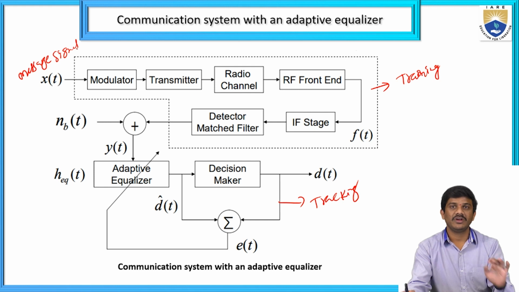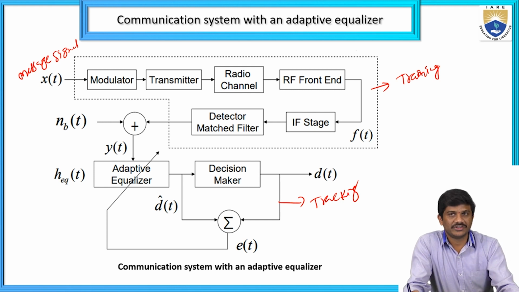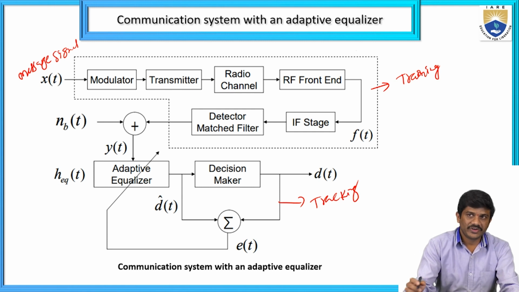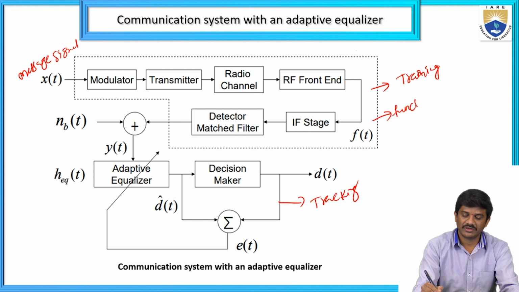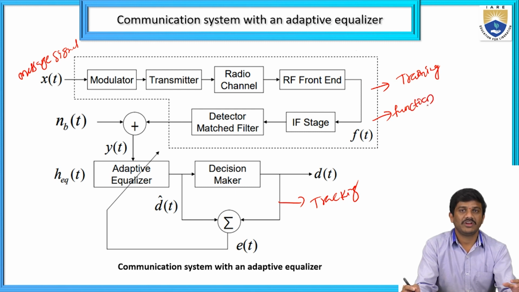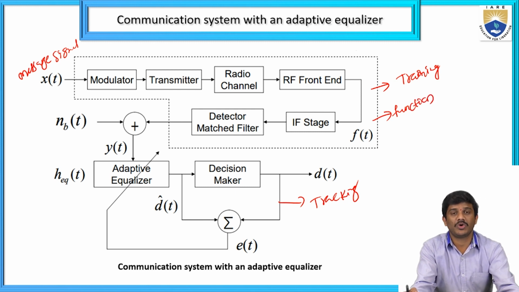This is a message signal. From the modulator, it can travel through the transmitter into the radio channel, then the radio frequency front end, the intermediate frequency stage, and the detector matched filter. This is a function of convolution, including the message signal and also the modulated signal. The modulated signal is transmitted through the transmitter to the radio channel, and we can find some coefficients using the detector matched filter.